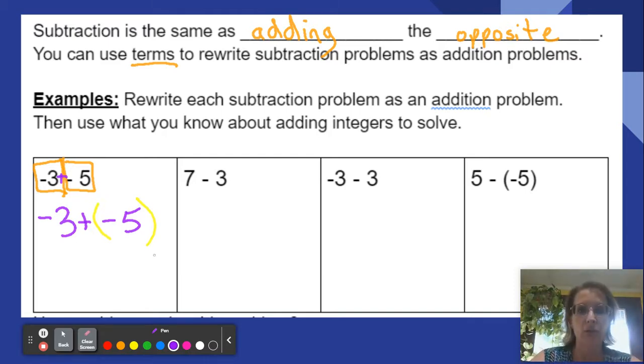If you need to, you can get a blank number line to help you, or you can use the rule. So I have a negative 3 and a negative 5. I know that they're both negatives, so they don't cancel out. They'll continue in the same direction. So my final answer for that will be negative 8.